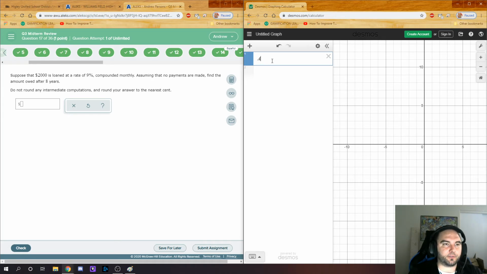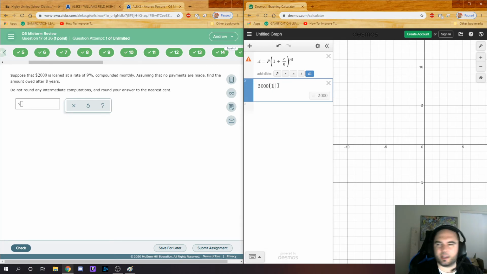This formula is a little different. I mean, kind of structured the same way. So A equals P times (1 plus r over n) to the nt. This is the formula. This is the compound interest formula. P is the starting amount. So I'll fill that in for our problem, 2,000.